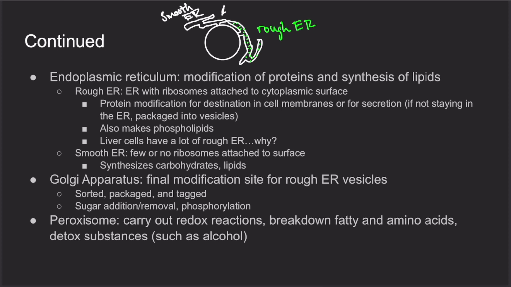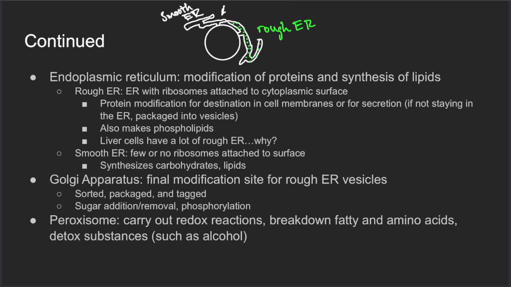So the rough ER, right? It's an ER with ribosomes attached directly to the cytoplasmic surface. This is where protein modification occurs. So this can be for destination in cell membranes or for secretion, meaning that proteins can both stay inside the cell or they can actually leave the cell. Secretion means for a cell to get a substance out of it. If a cell is secreting a protein, it's sending a protein outside of the cell.